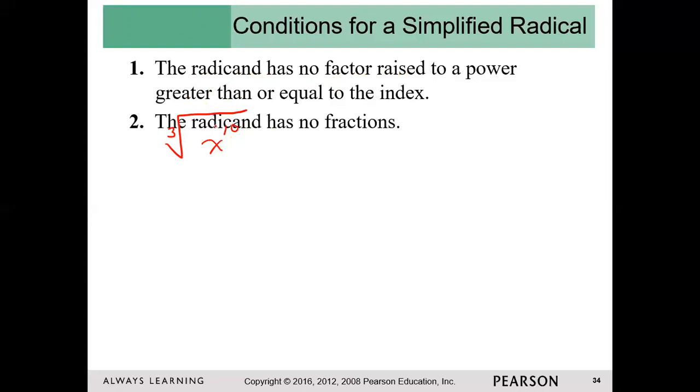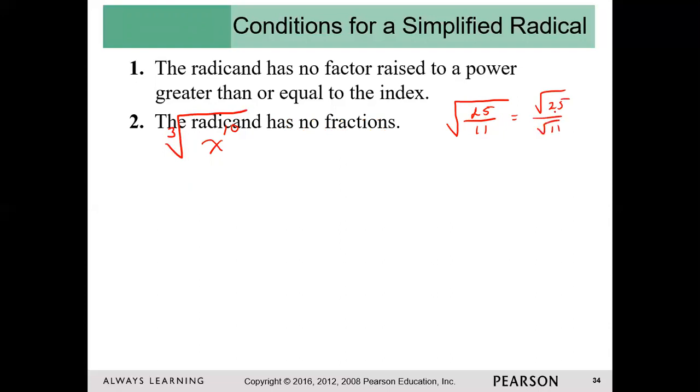Two, the radicand has no fractions. So the second issue that you're having here is that if you had, let's say, the square root of, we'll go back to what we just saw, the square root of 25 over 11. This is a fraction. This is a radicand. It says you cannot have any fractions as the radicand. So you've got to fix that by, again, dividing and conquering.